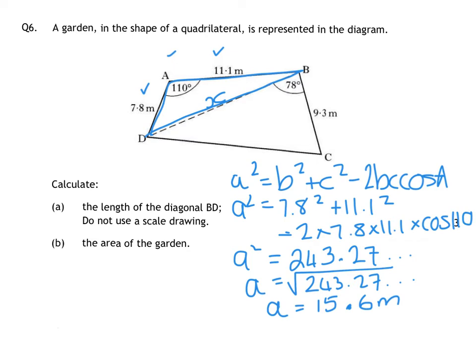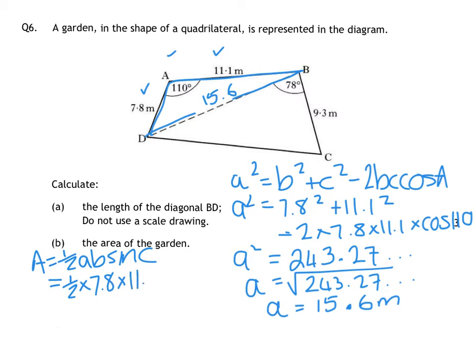It then asks for the area of the garden. Now the garden is made up of two triangles. The one that I've drawn round in blue pen, which is the 7.8 and 11.1, and the other one that has the 15.6 in here now. So we have to do area of a triangle twice and then add them together. So the blue triangle will be doing A equals half ab sine C. And it uses two sides and the angle in between again. So we're doing a half times 7.8 times 11.1 times sine 110.